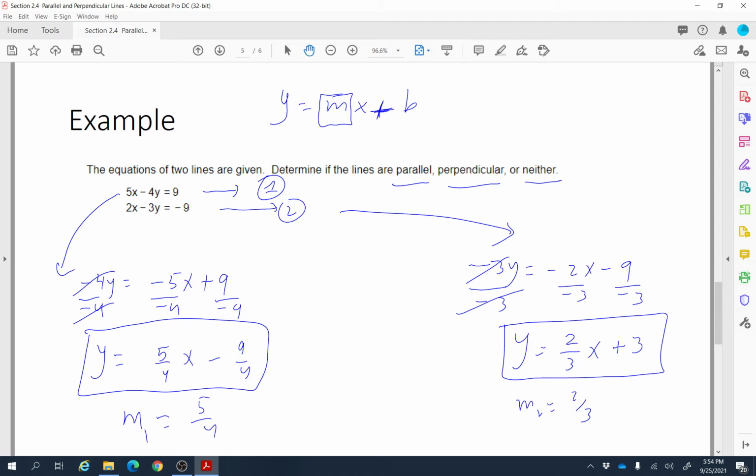So you can always check that they are not the same. We can see that m1 is not equal to m2. That's the first thing. To be parallel, these would be the same. And then if you find their product, which is 5 over 4 times 2 over 3, that is also not equal to negative 1. So that means these lines are neither, not parallel or perpendicular. So the answer is neither. So always find the slopes and compare them.